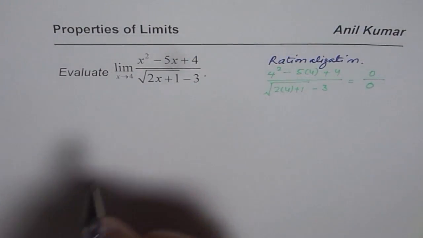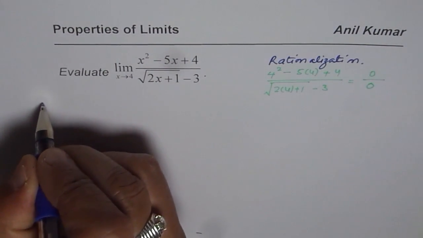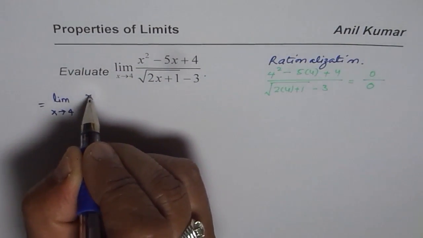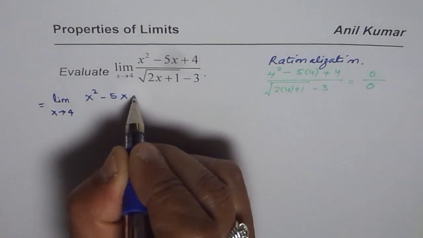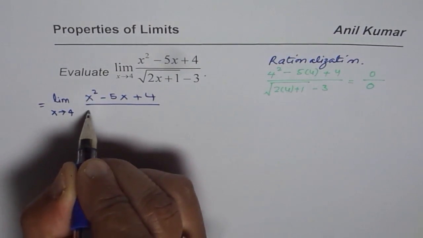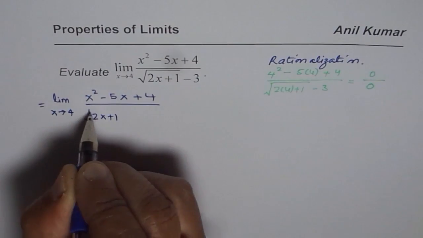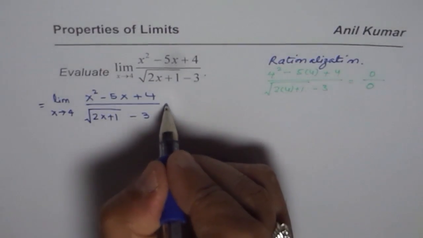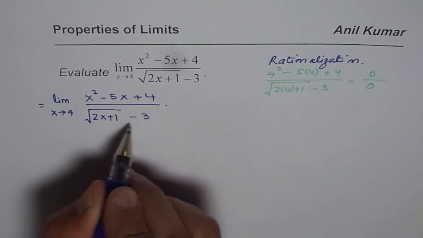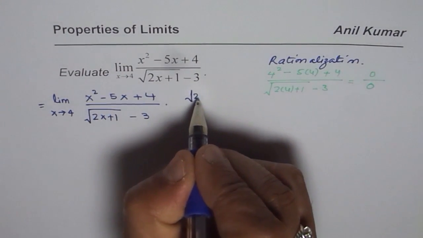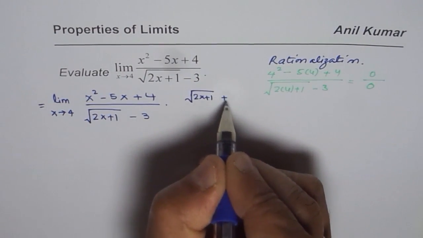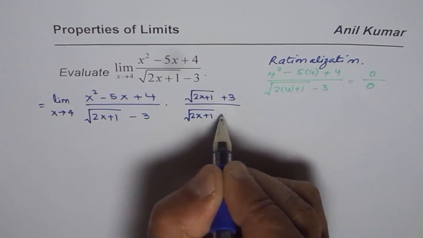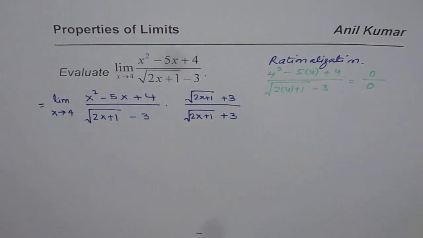Okay, so to rationalize, what are we going to do? Let's rewrite this as limit x approaches 4 of x square minus 5x plus 4 divided by square root of 2x plus 1 minus 3. To rationalize, we need to multiply and divide by the conjugate of the radical part, which is square root of 2x plus 1 plus 3 divided by square root of 2x plus 1 plus 3. Okay? So that is what we need to do.